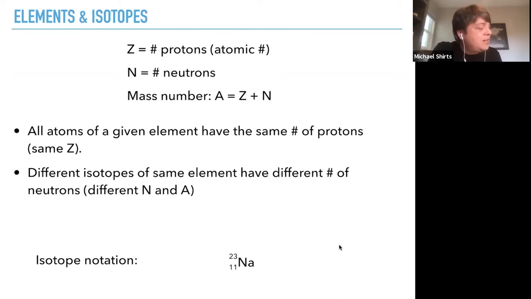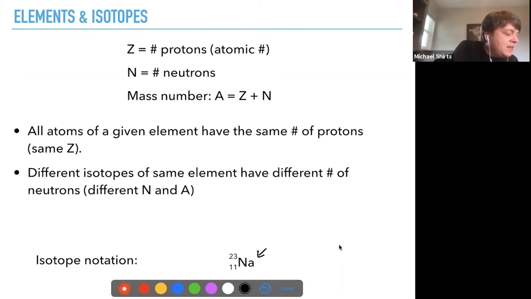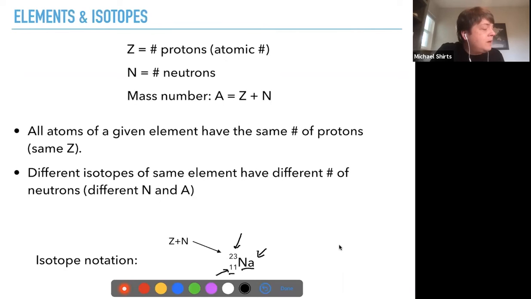In isotope notation, it looks something like this, where you've got sodium, the atomic symbol here, you've got the mass number up here, and you've got the number of protons down there, the atomic number. Now this actually is a little redundant because if Z is 11, it is sodium. That's redundant, but that's the way the notation is usually written out. Maybe so people don't have to look up a periodic table when they see an isotope written down. Yeah, Z plus N at the top and Z at the bottom.